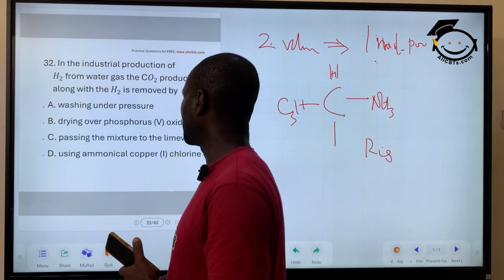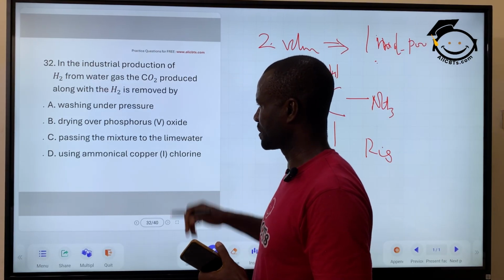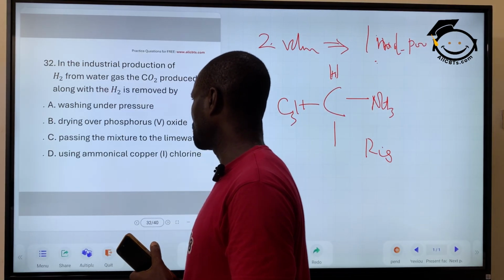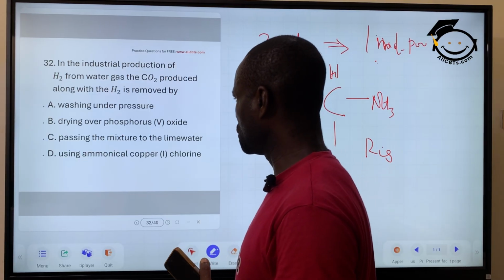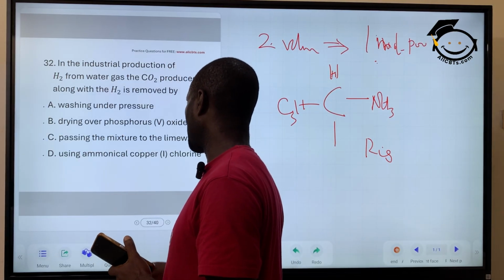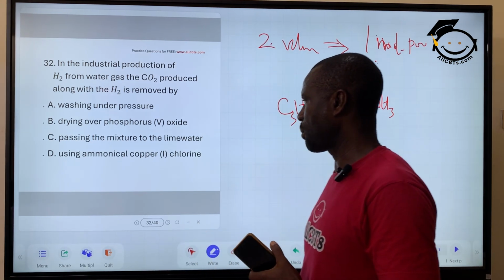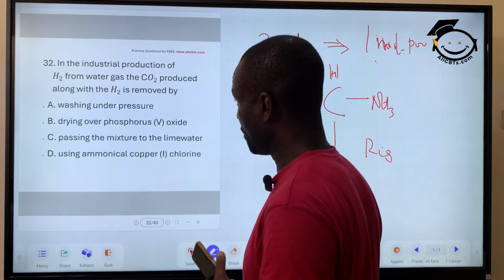A. Washing under pressure. B. Drying over phosphorus(V) oxide, which is another drying agent. C. Passing the mixture through lime water. D. Using ammoniacal copper(I) chloride. The best option is to use ammoniacal copper(I) chloride, which will remove the carbon dioxide, leaving out the what? Hydrogen.